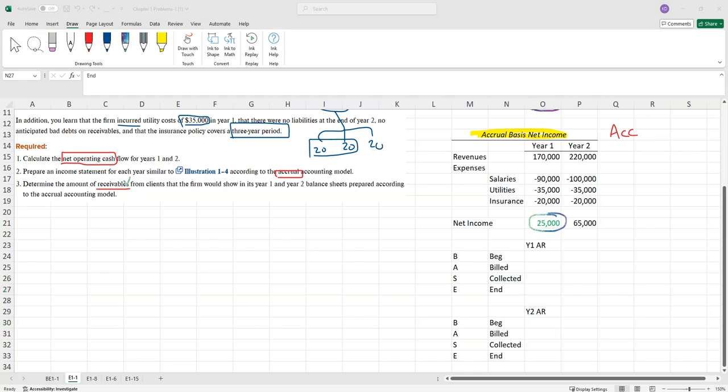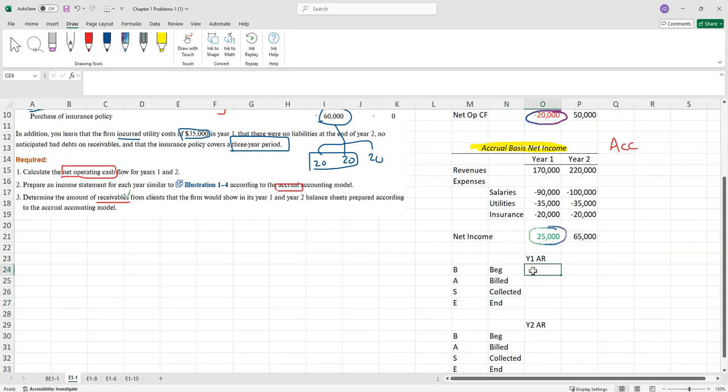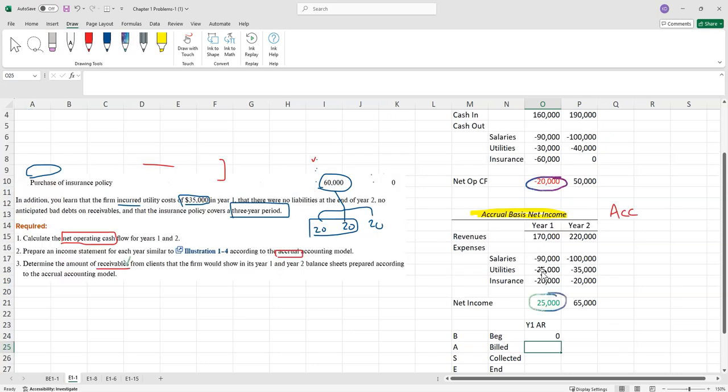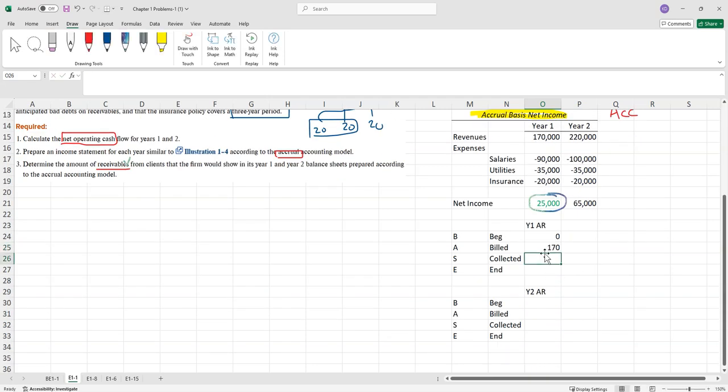So let's look at this. They told us up here in the facts, during the first 2 years of operation. So in year one, we're a brand new business. If we literally just started, our beginning accounts receivable is going to be 0. They tell us that we billed 170, but we collected 160. So 170 minus 160. If we run the math on that, at the end of year one, our accounts receivable balance should be 10. That amount carries down and becomes our year two beginning balance.